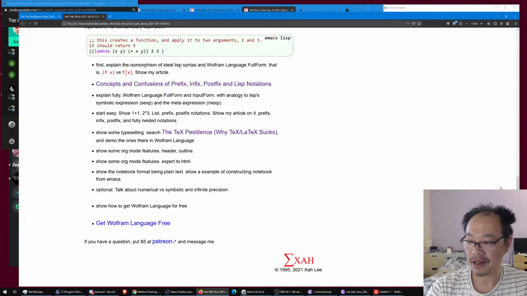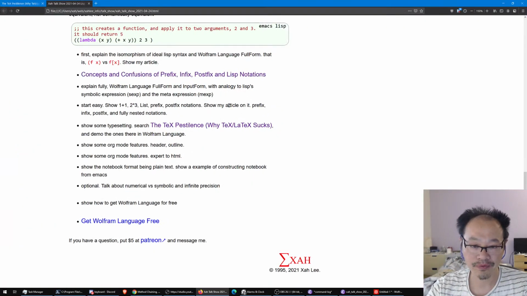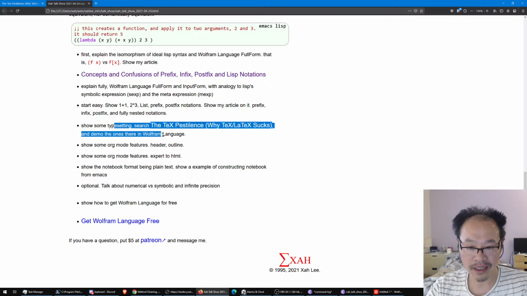Did I miss anything I want to talk about? Syntax? Well, we covered enough. Yeah, so typesetting and Org mode features we're gonna talk about next time. Notebook and so-called reproducible research. Okay, we're gonna do that next time.